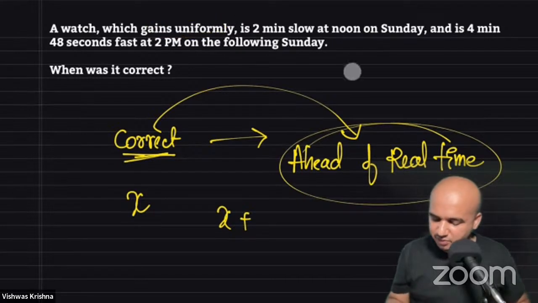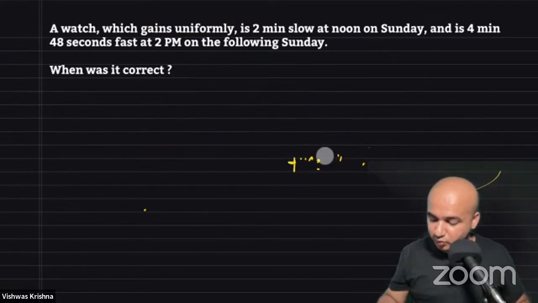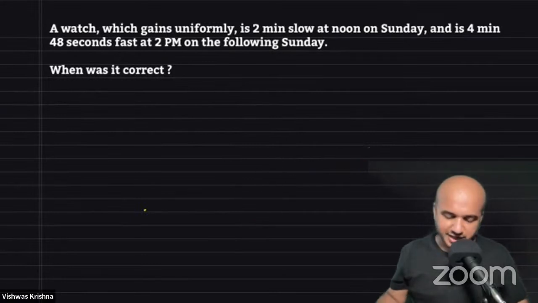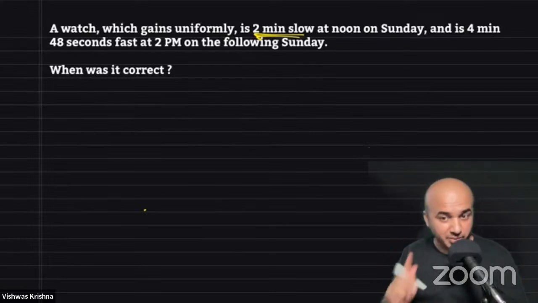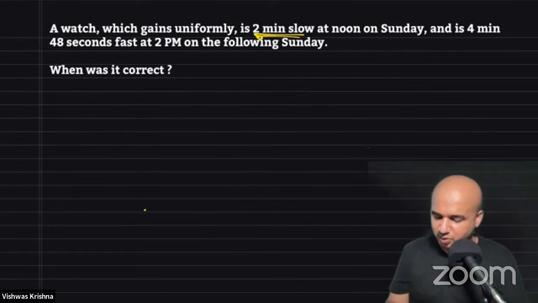Okay, that is something which we know from the first few words of the question itself. Next, a watch right now is 2 minutes slow. Right now it is 2 minutes slow, but we know for a fact that it will gain uniformly over a period of time, starting at noon on Sunday.